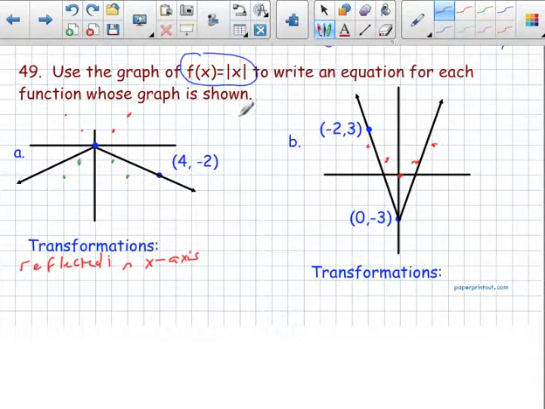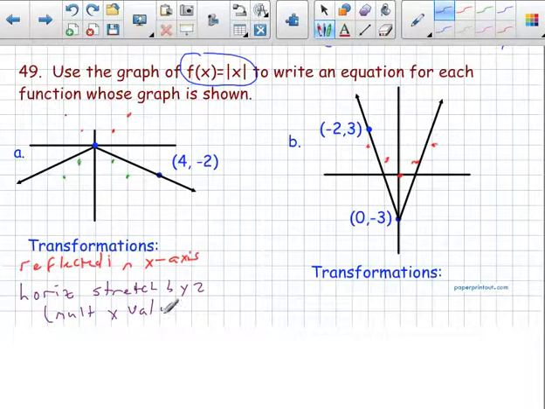So this graph actually has a horizontal stretch by 2. Right, because this point, instead of being at 2, negative 2, is at 4, negative 2. So we multiply x values by 2 when we transform the points. But within the equation, we're really going to multiply x by 1/2.